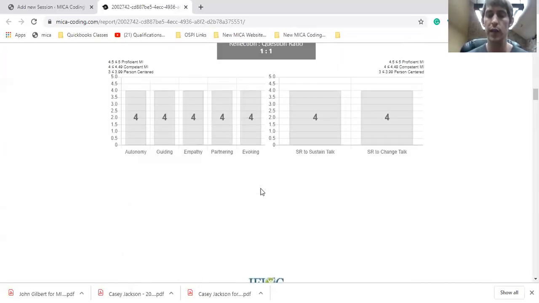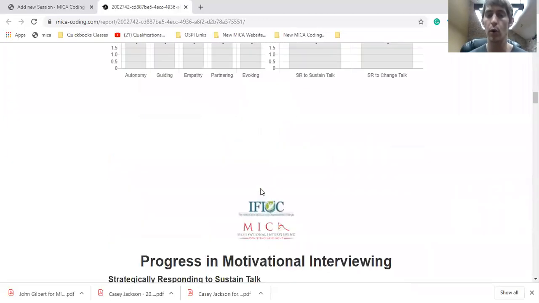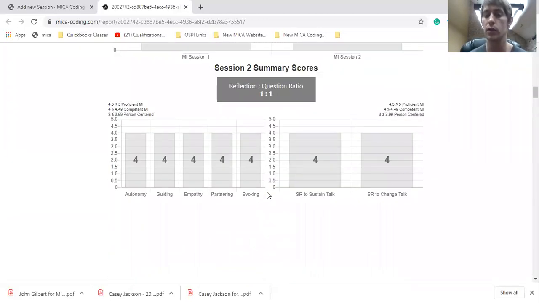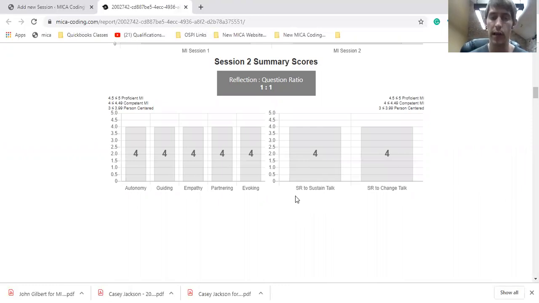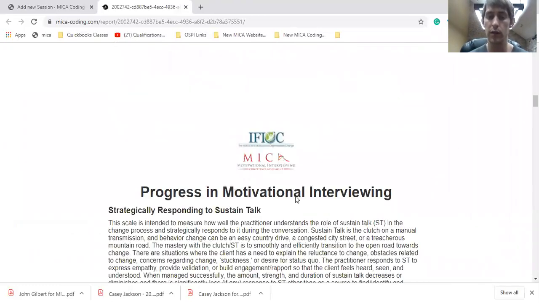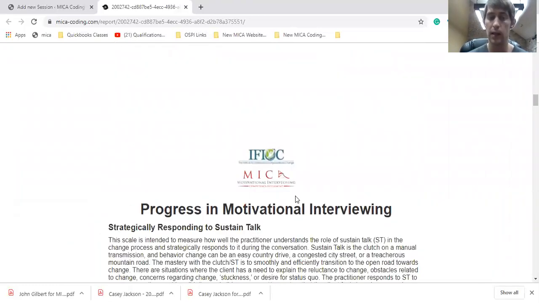And then as we scroll down, you're going to see these all broken out into their own separate pages. So there are different strategically responding pages, and then there are different intention scores. So these are your 5 MI intentions here. And then there are the strategically responding pages on these 2 graphs that you'll see here. As we scroll down, we'll start with strategically responding to sustained talk.